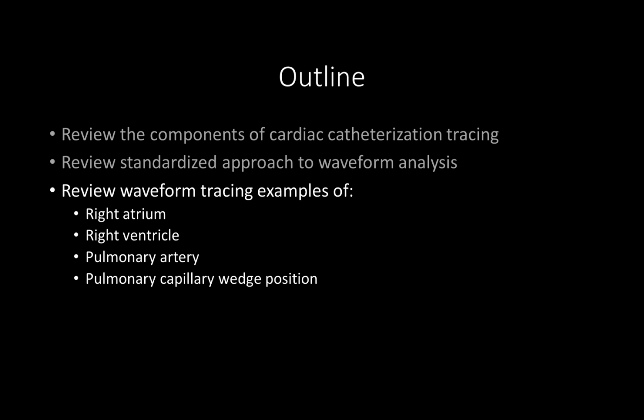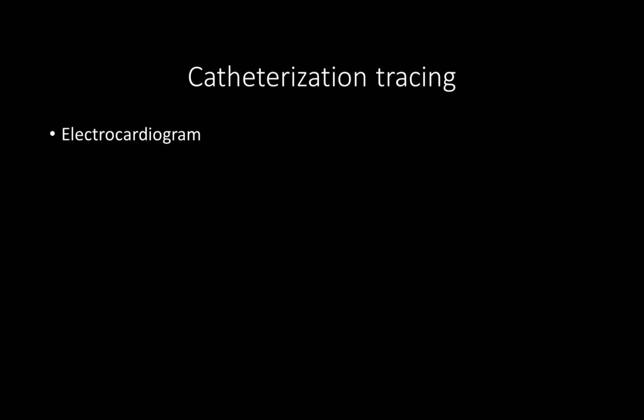Standard cardiac catheterization forms have three fundamental components. First, an electrocardiogram tracing at the top of the page. Next, the tracing speed along the x-axis. And finally, the scale along the y-axis.